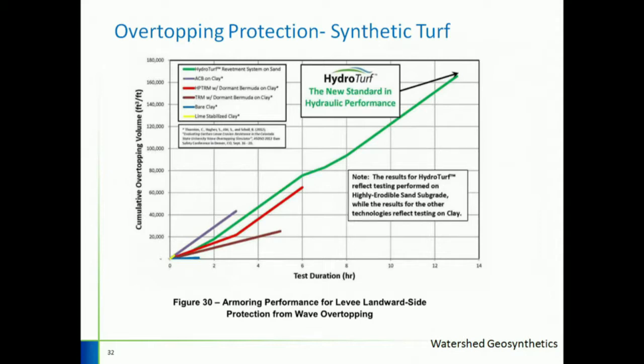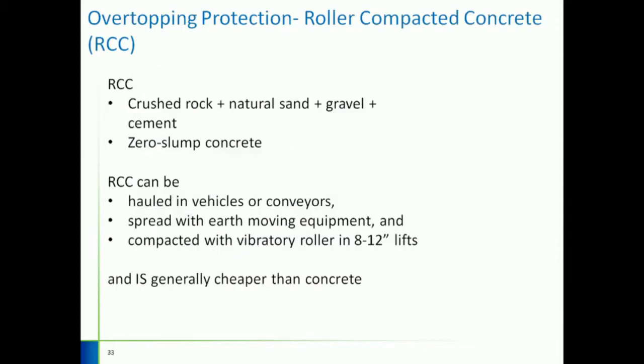So the next type is roller compacted concrete. RCC is a mix of crushed rock, natural sand, gravel, and cement. And sometimes you can see fly ash being added into this mixture as well. And it's a zero slump concrete. And it can be carried and hauled in vehicles or conveyors. And you can spread it with earth moving equipment, and you can compact it with a vibratory roller. And it's generally cheaper than concrete. So in a way, it kind of looks like a soil material, but it is very high strength and erosion resistant.